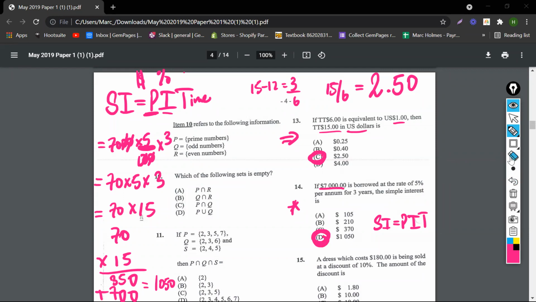So guys, please remember the formula. Simple interest is equal to PIT. PIT, like a pit toilet. Sorry to say it that way, but I just want you to remember. Principal is the money. I is the interest, which is always over 100, 5 over 100, or whatever the case. And T is the time. Cool.